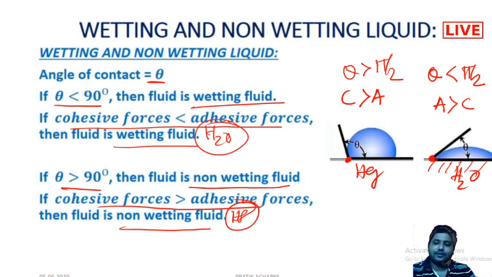So mercury is considered a manometric fluid because of what? First, high surface tension. Second, less wetting characteristic, and third, low vapor pressure. Those are the three characteristics of mercury. And fourth is very high density.